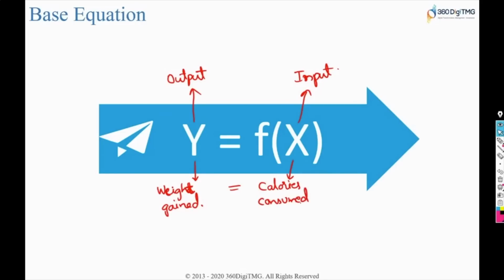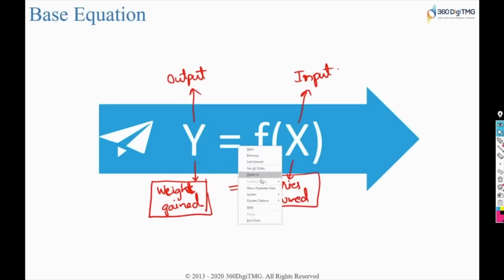The amount of food that you take in is going to decide the weight gain. 80% of times, this is the story. Now, this is one scenario wherein you have a single input variable and you have a single output variable. Sometimes there might be multiple input variables also.